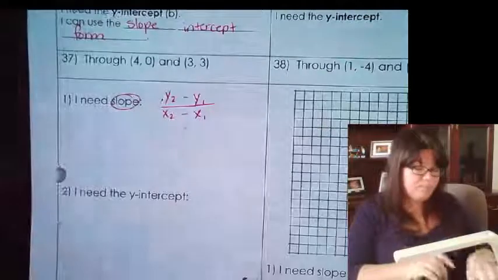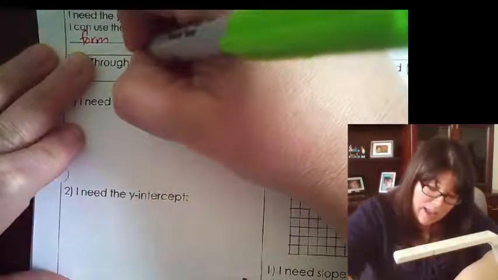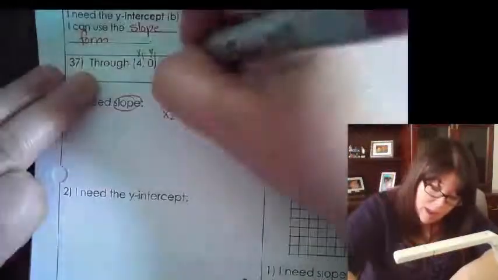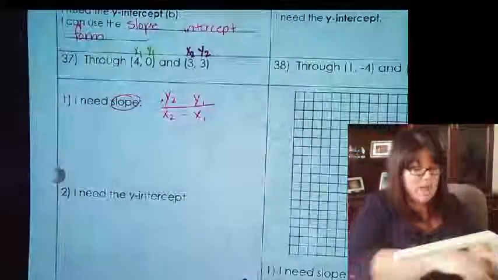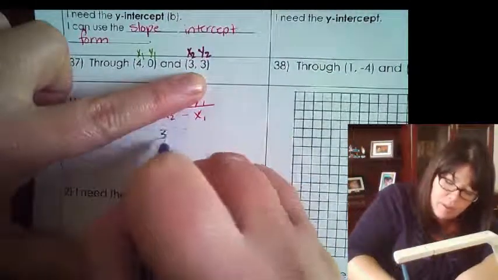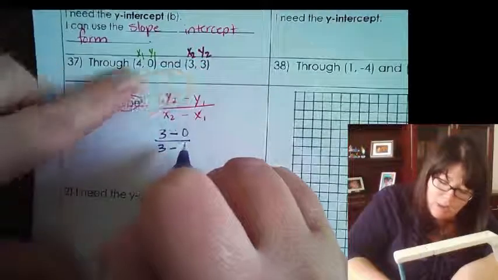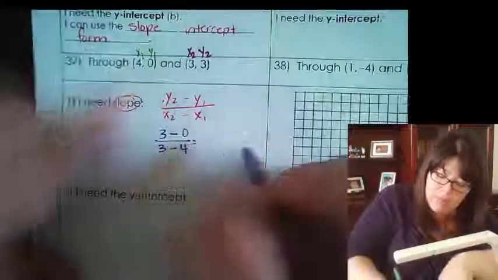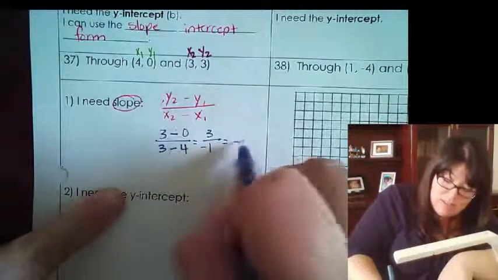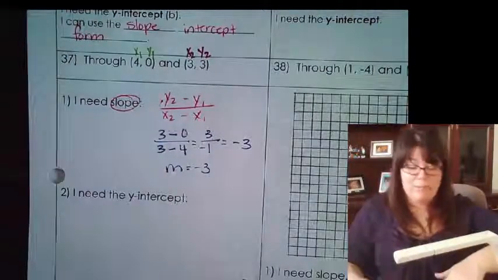Then we're going to go through and plug it in. Let's see. I've got 2 points. It doesn't matter which one is point 1 and which one is point 2. So we'll make this x1 and y1, and then we'll make this one x2 and y2. That means to plug it into my formula, I need y's first. So y2 is 3 minus y1, which is 0, over x2, which is 3, minus x1, which is 4. So to simplify that, 3 minus 0 is 3, 3 minus 4 is -1, and 3 divided by -1 is just -3. So look at that, m equals -3. That was painless. Now we need our y-intercept.